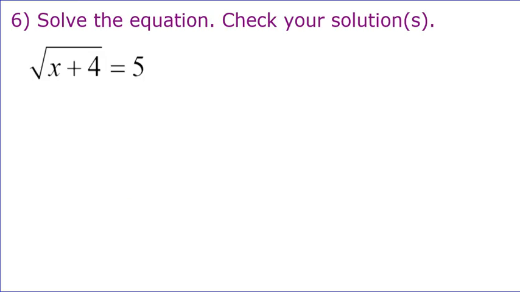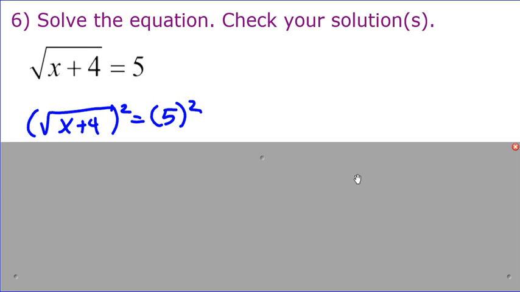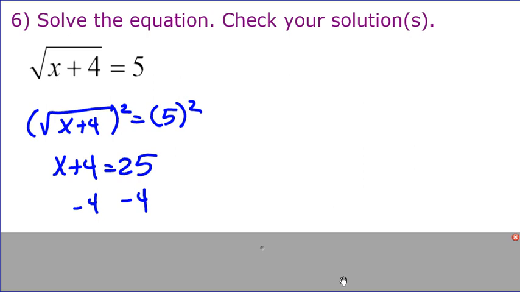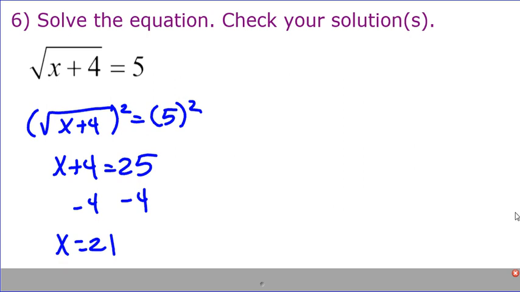Let's solve this equation. We've got the radical of the quantity x plus 4 is equal to 5, or the square root of the quantity x plus 4 is equal to 5. To undo this, the radical is alone, so to undo that radical, we have to square each side of the equation. To undo the addition, we would subtract. It looks like x is 21.